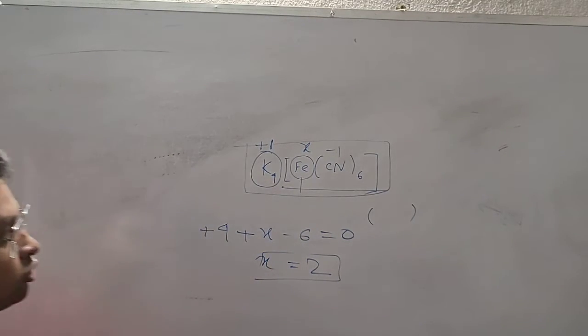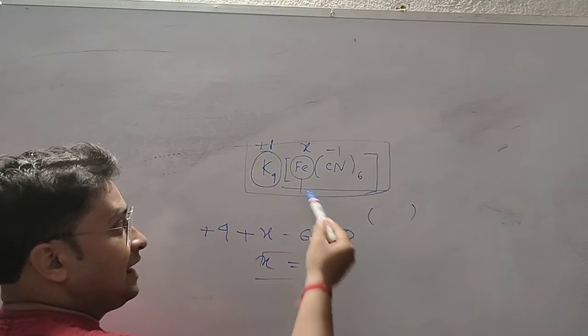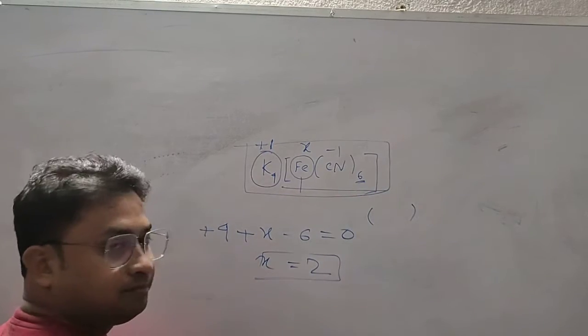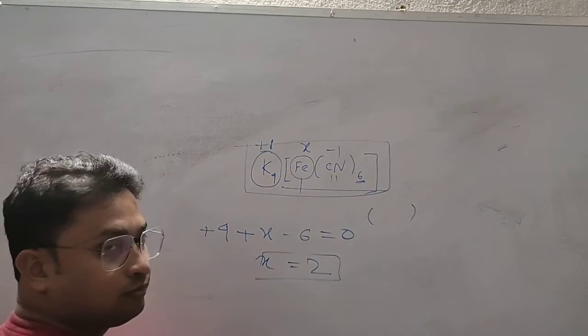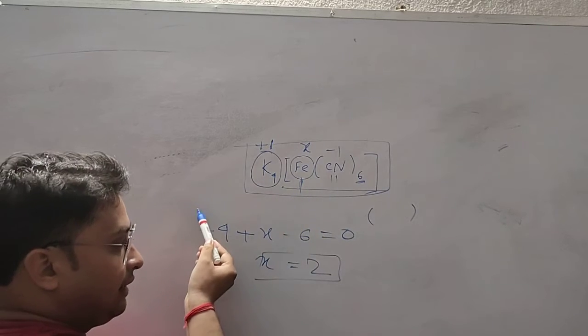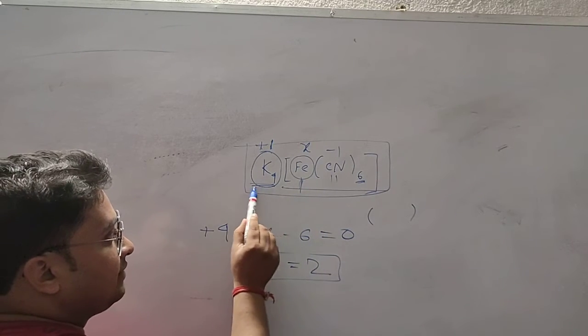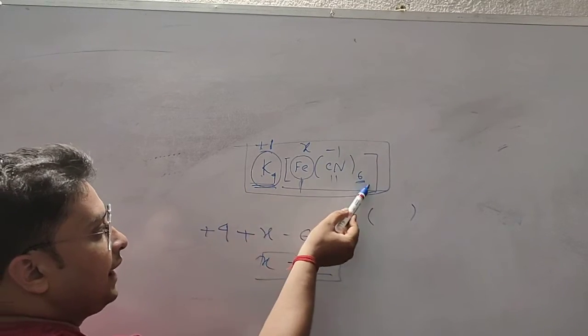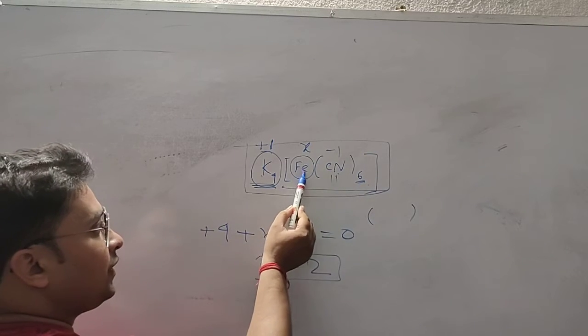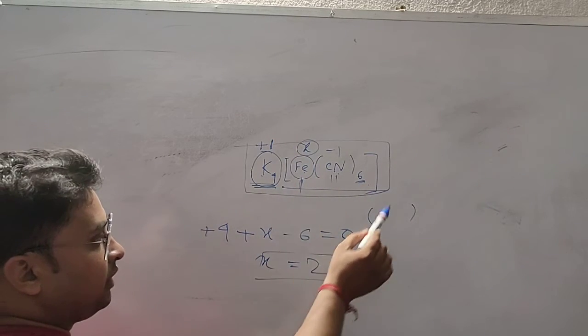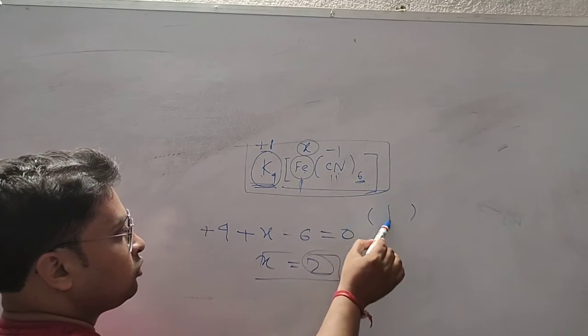So what is the name of this compound? Potassium hexacyanidoferrate, and the value of X in the bracket, that is 2. That means (II).